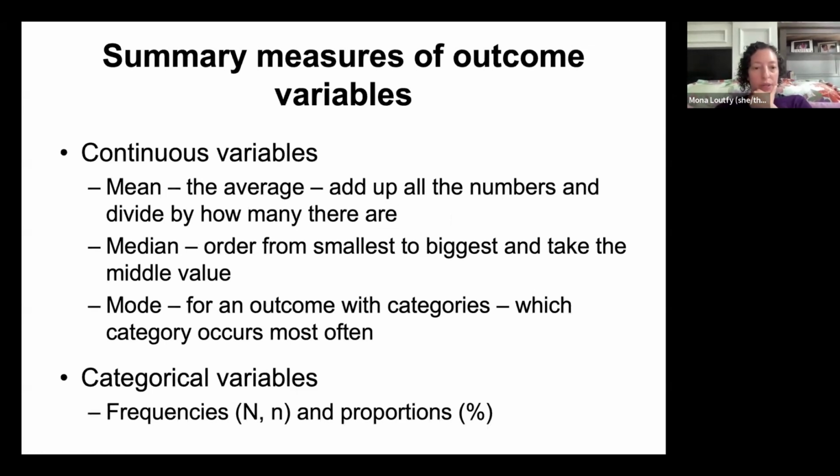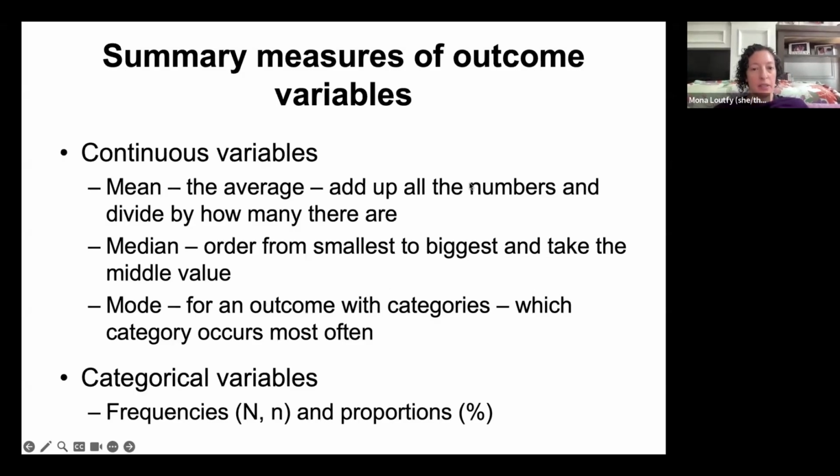So again, for continuous variables, the mean is the average. You add up all the numbers, like 25 plus 56 plus 64, and divide by 3 to get the mean, the average, which is synonymous with mean. Median, you order from smallest to biggest and pick the middle value. And then the mode for an outcome with categories is the category that occurs the most. I never report mode, but you'll probably learn that in a statistics course.